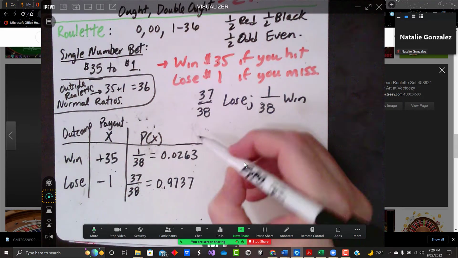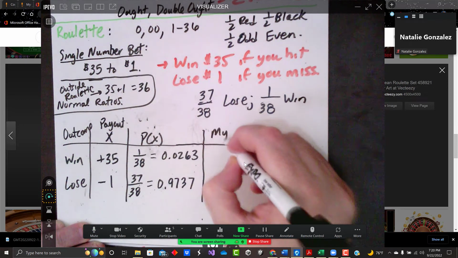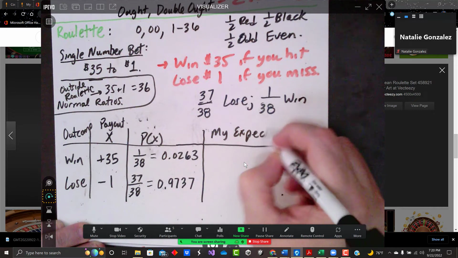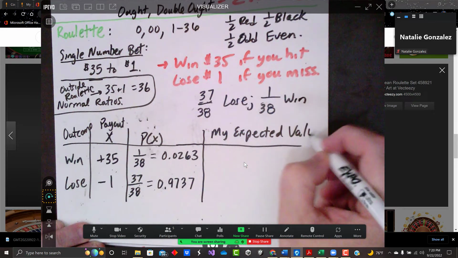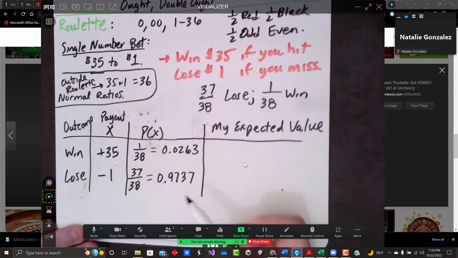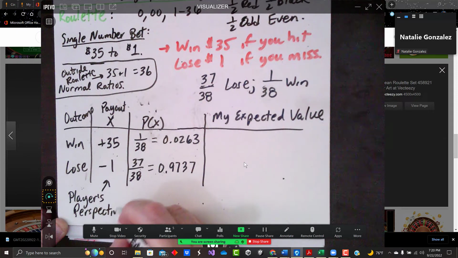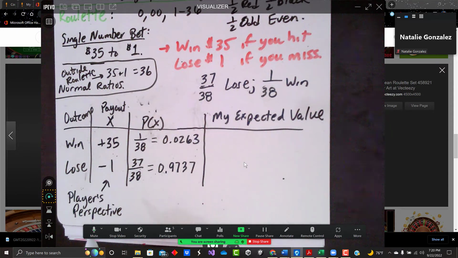So I am going to calculate my expected value. Because this plus 35 and minus 1, this is from the player's perspective. That's kind of important. The casino sees it definitely differently. If the player wins, they see it as a negative 35. And if the player loses, they see it as a plus 1.